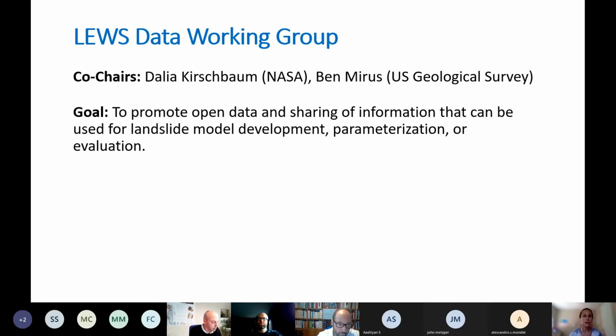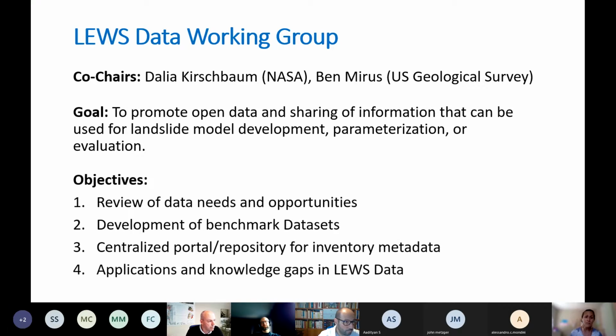The goal for our Landslide Data Working Group is really to promote open data sharing of information, effective practices for how we can bring together different data products and even develop them using mapping methods, et cetera, and how those can be used for landslide model development, parameterization, or evaluation. At the beginning of this year, we kicked off the working group with 4 objectives.